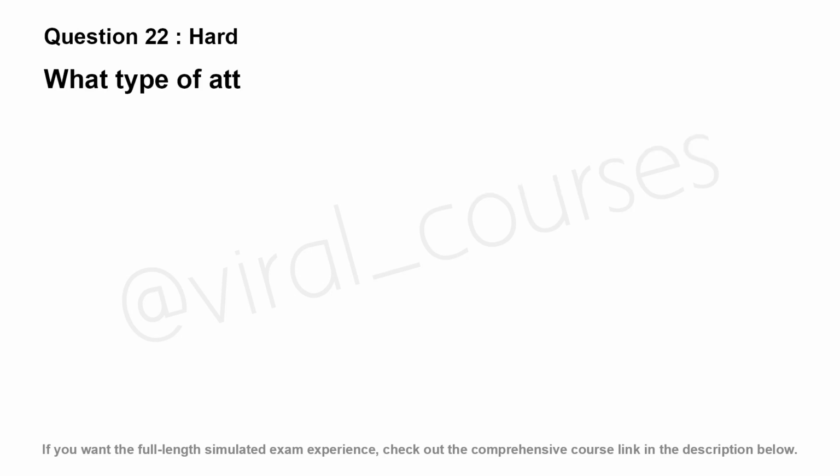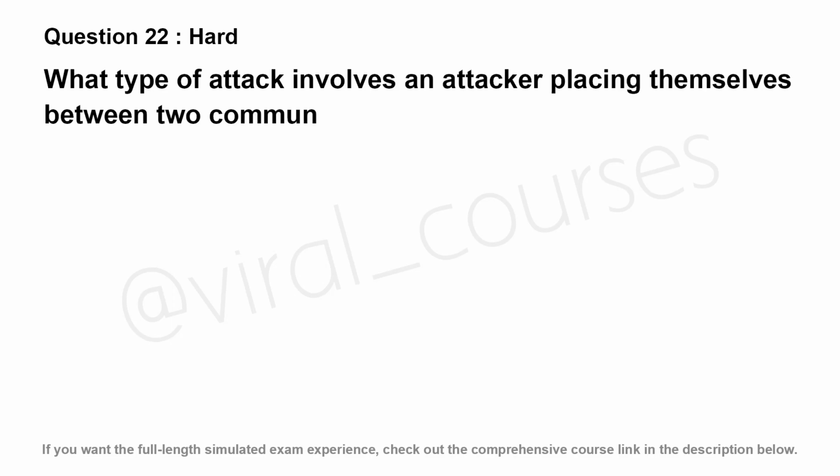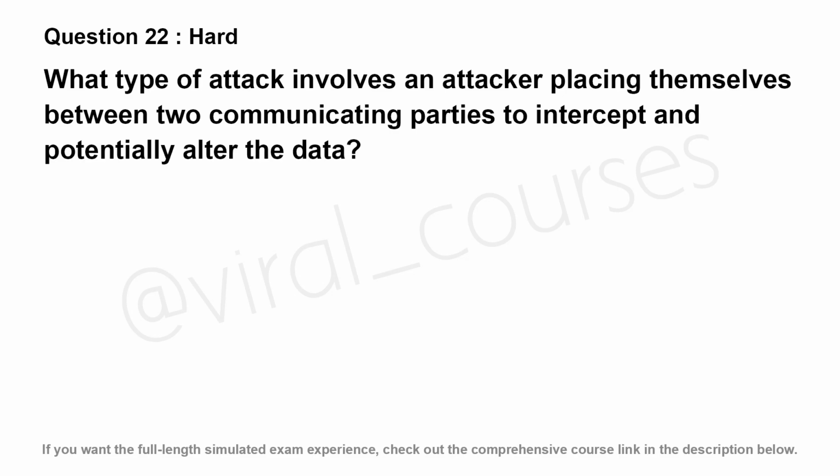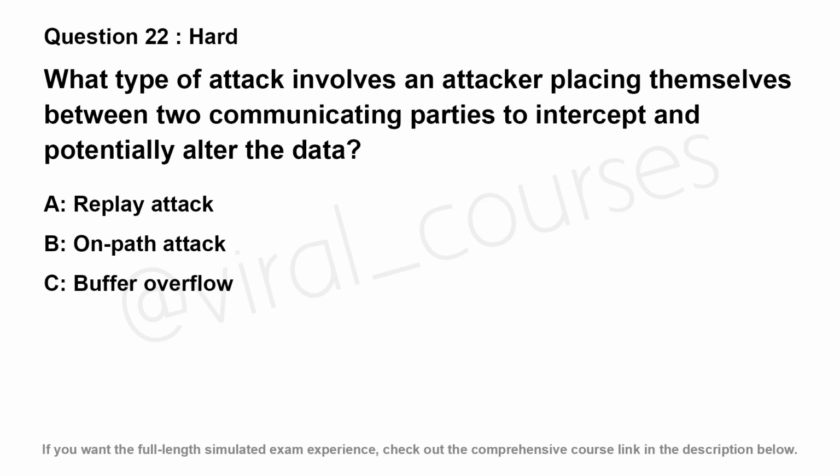What type of attack involves an attacker placing themselves between two communicating parties to intercept and potentially alter the data? Option A, replay attack. Option B, on-path attack. Option C, buffer overflow. Option D, side channel attack.